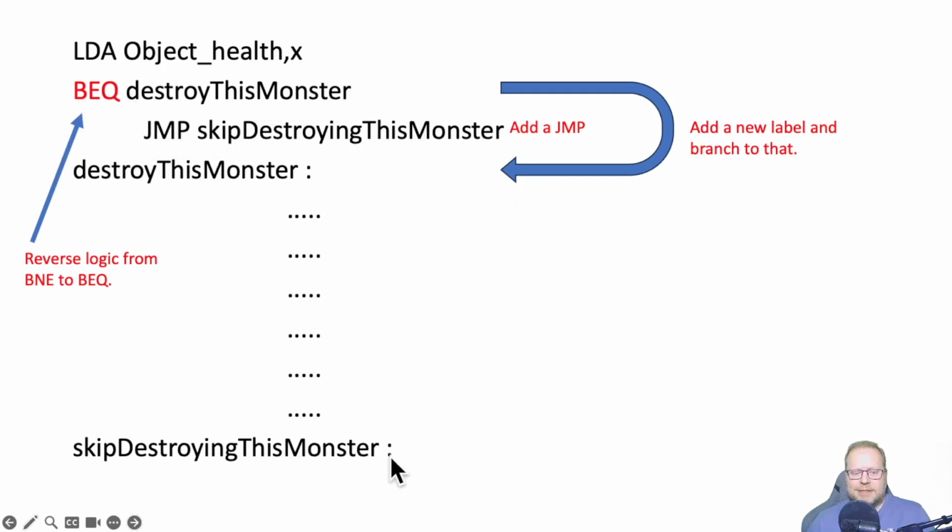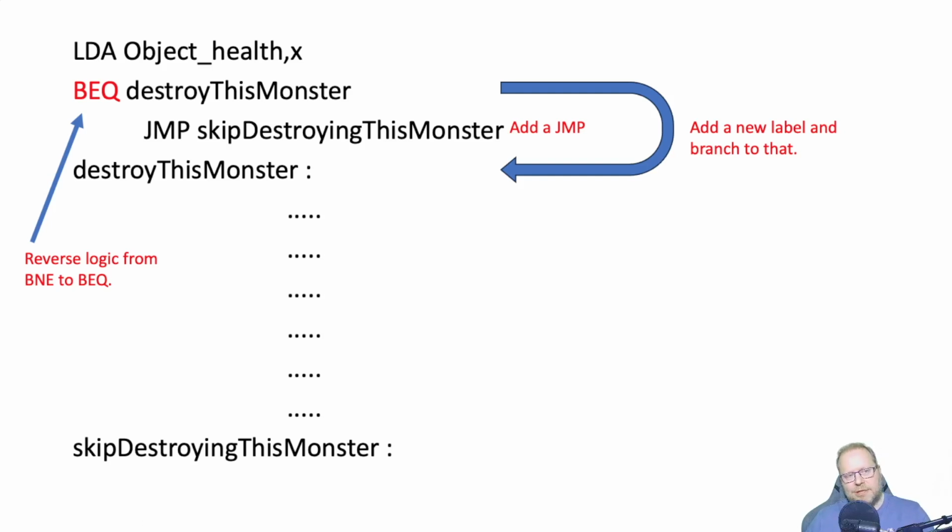So I can't skip this. In this case, we're checking if the monster health is 0 or not, so we have to deal with both of those conditions. If the monster health is 0, then we just go here. If it's not 0, then we skip destroying this monster and we go down here. So I hope that makes sense. That's just how we do a workaround.